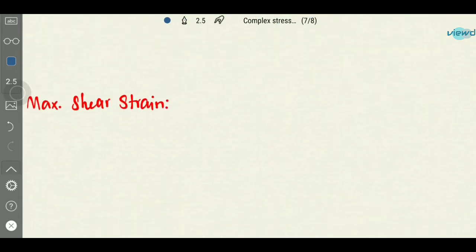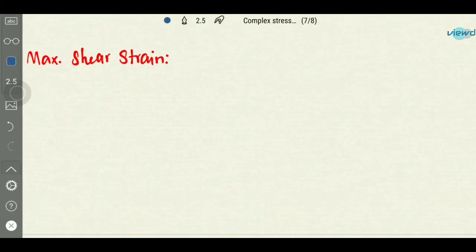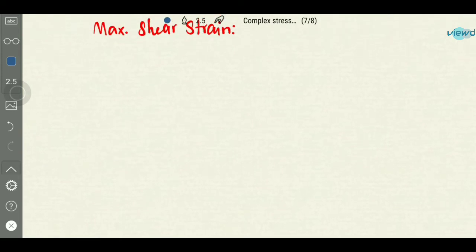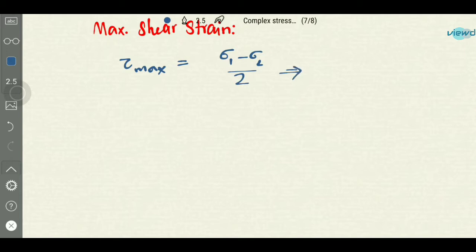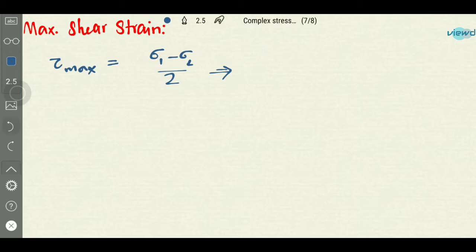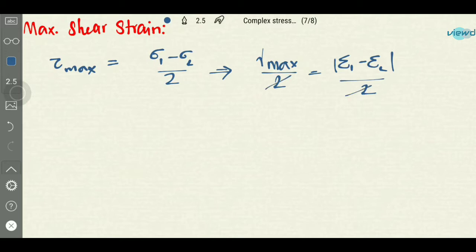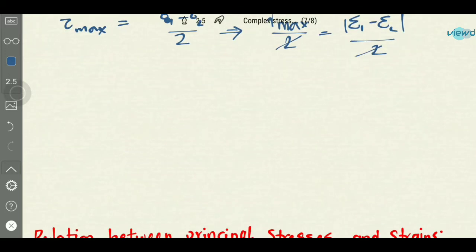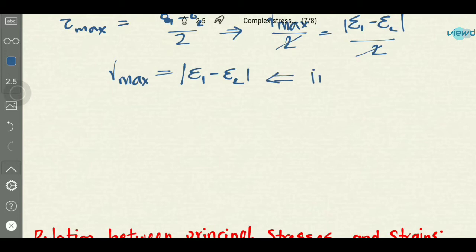And the next is maximum shear strain, the strain on the maximum shear plane. So the maximum shear stress is equal to sigma 1 minus sigma 2 by 2. It was there like this. So in shear strain, gamma maximum divided by 2 is equal to epsilon 1 minus epsilon 2 divided by 2. So 2 gets cancelled and the maximum shear strain will be epsilon 1 minus epsilon 2. This is in case of 2D.